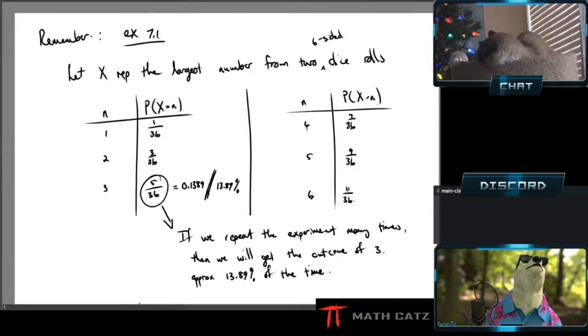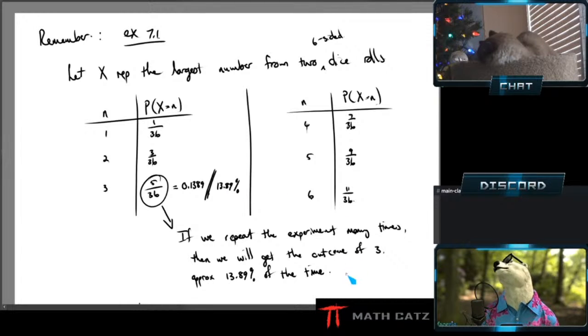Can we see this on the screen? Let me check. That looks good. Not too specific. Of course, I can be specific for this experiment and say, if we roll 2 dice over and over and over, then we kind of expect and will get closer to getting largest number 3 around 13.89% of the time.